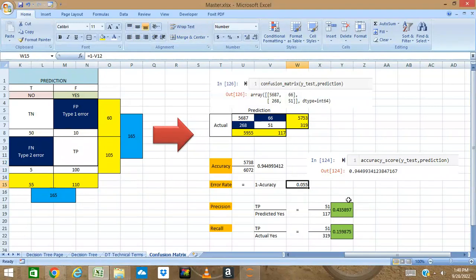Error means where we are not matching between the prediction and actual. All the blue highlighted cells, which are the type 1 error and type 2 error, are a percentage of the total. So it's a very low error of 0.05.